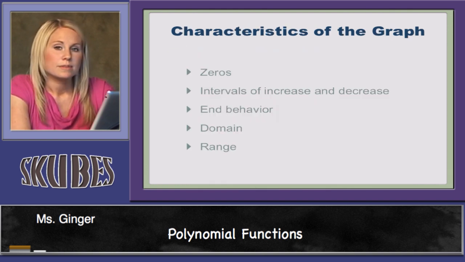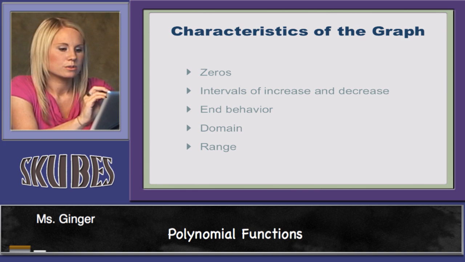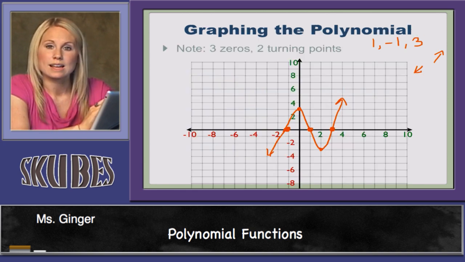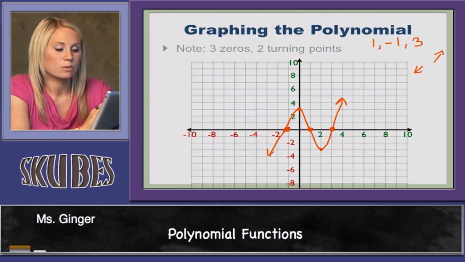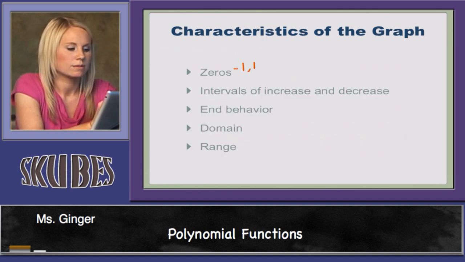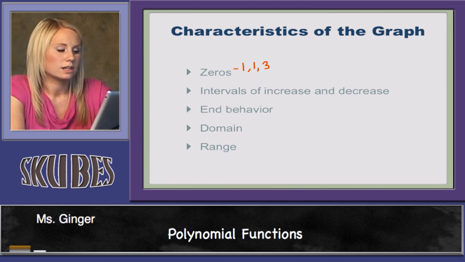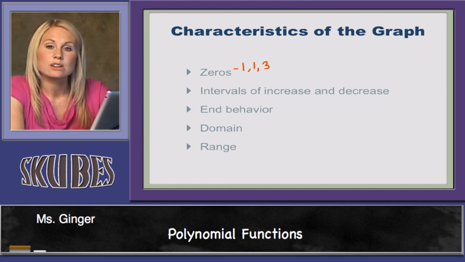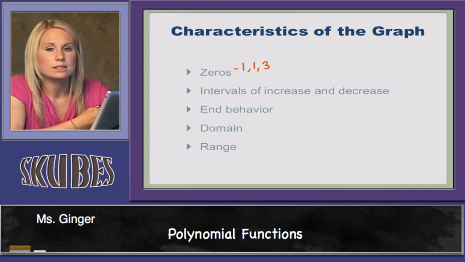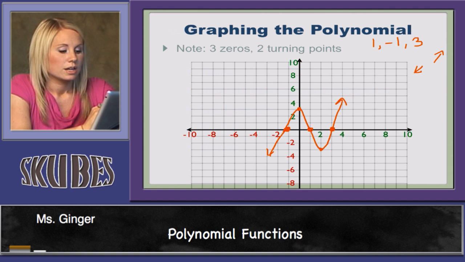All right, let's list some things based off of our picture that we can notice here. Remember the zeros? We already found those. Places where it crosses the x-axis, the x-intercepts, were -1, 1, and 3. So we'll list those out. A term you might come across in looking at these polynomials is the intervals of increase and decrease, and that's simply just where the picture is going up and where it's going down.